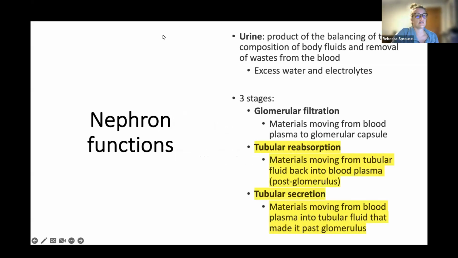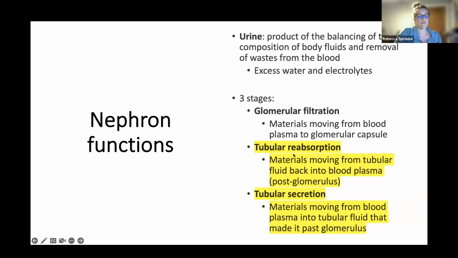So urine is the byproduct of the balancing of the body fluids and removal of waste. A lot of excess water and electrolytes are in the urine. That's actually what urine is mostly composed of. And then there's also a lot of waste in there as well.